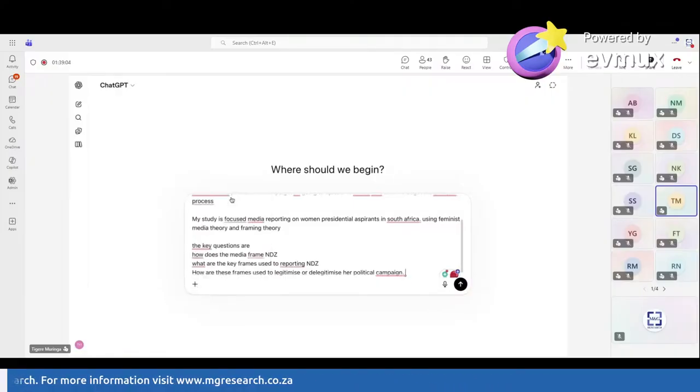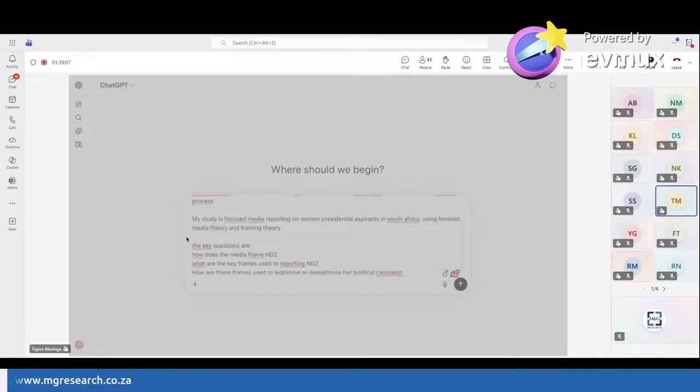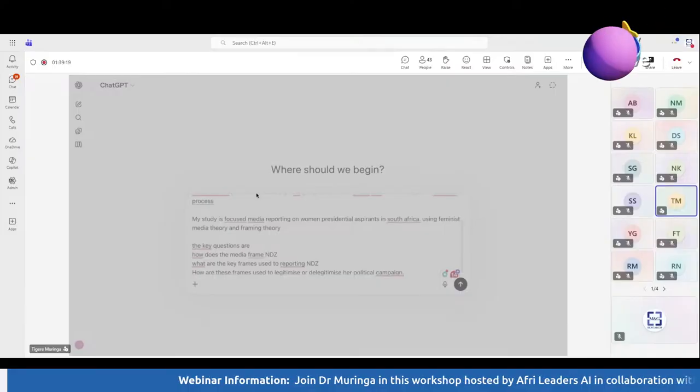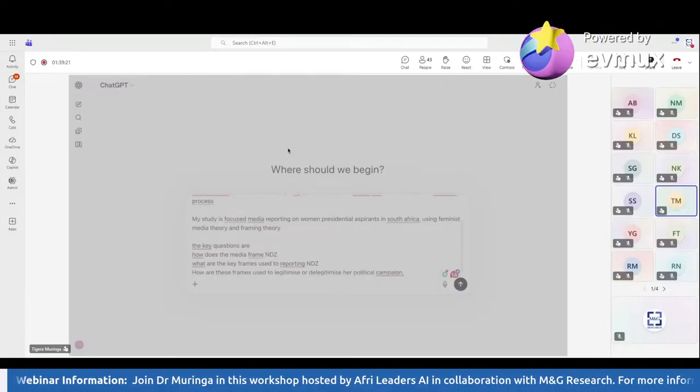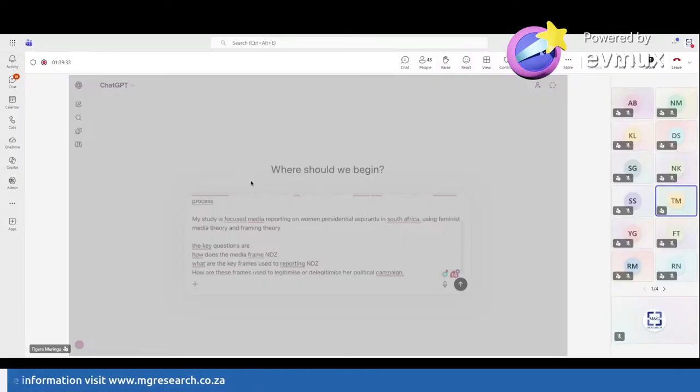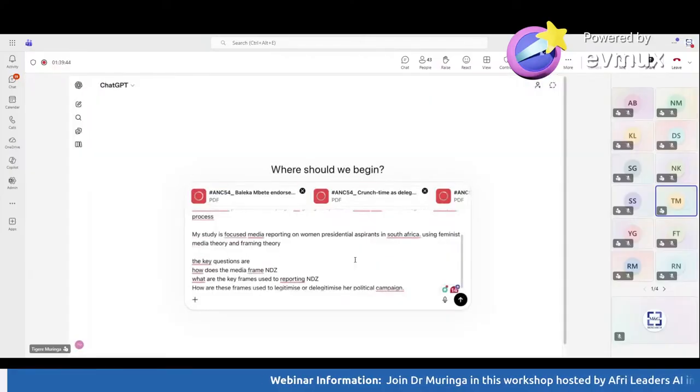Then I need to upload the data now. I'm looking for my data. I can search here, I'm going to search NDZ. Here's my data. So I'm going to upload 10 of them. Let's just upload 5, 1, 2, 3, 4, 5, 6 for the purposes of demonstration.